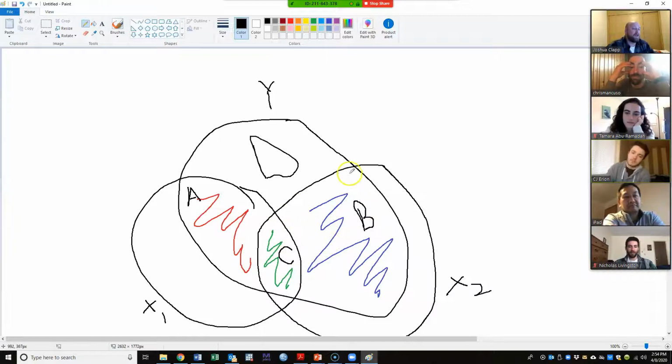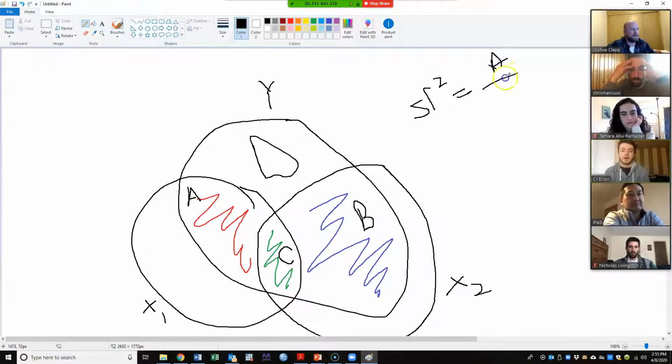Now, if I'm thinking about my semi-partial correlation, what regions are being captured? Oh, okay, I think I get it now. So for X1, the semi-partial would just be A? Yep. A over what? And so what proportion of variability in my outcome is being captured by my semi-partial? Is it A over C plus B? A over A plus B plus C plus D, right?